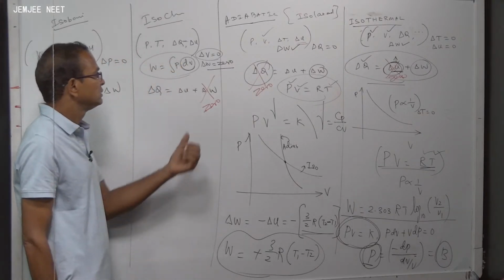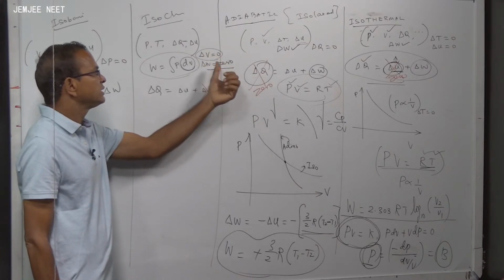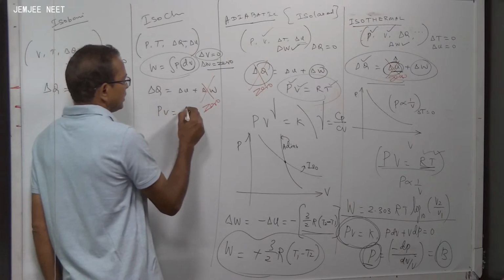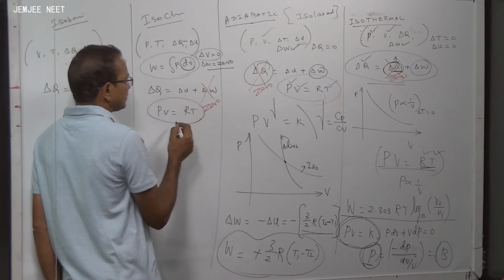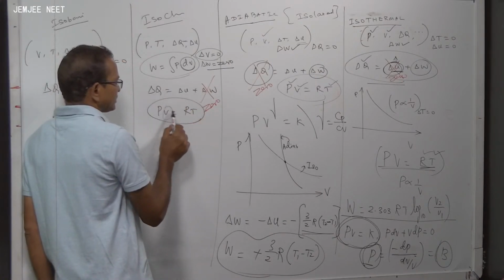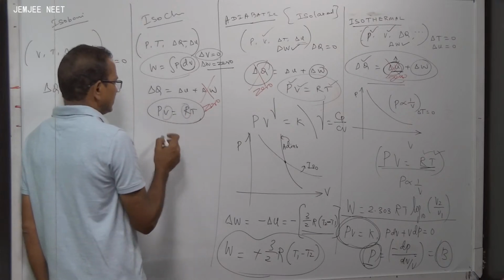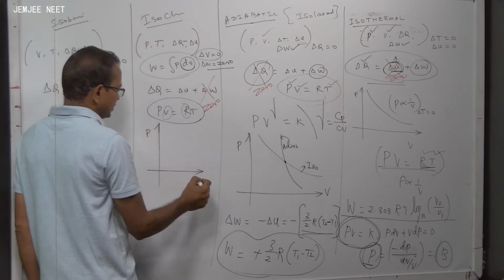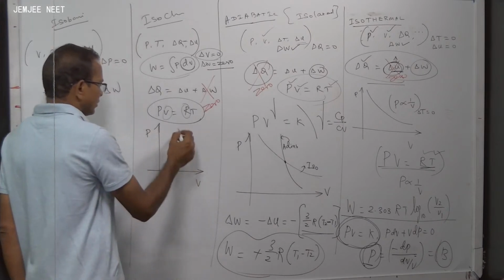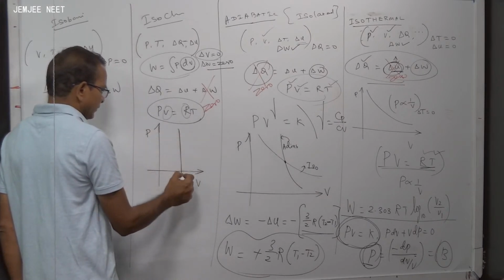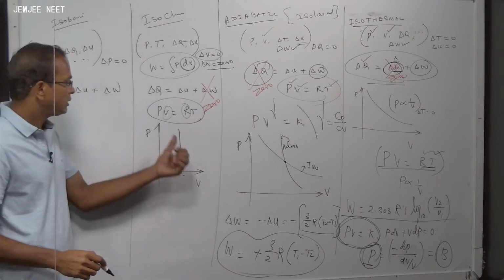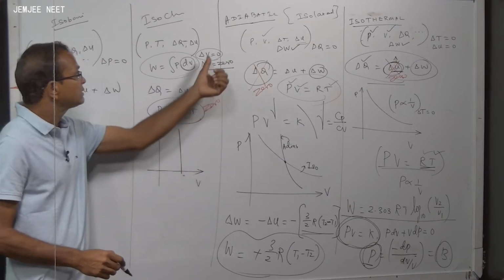Isochoric process. Work done is 0, change in volume is 0. Now PV is equal to RT, where R is the universal gas constant. Volume is constant, R is already constant. Therefore, if you draw the graph between pressure and volume, your volume is a constant. This is the graph.